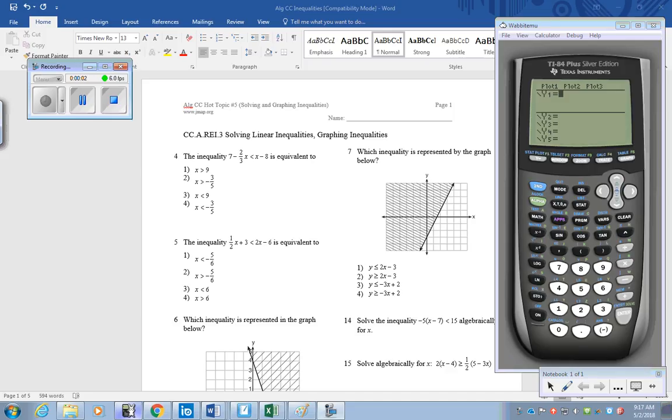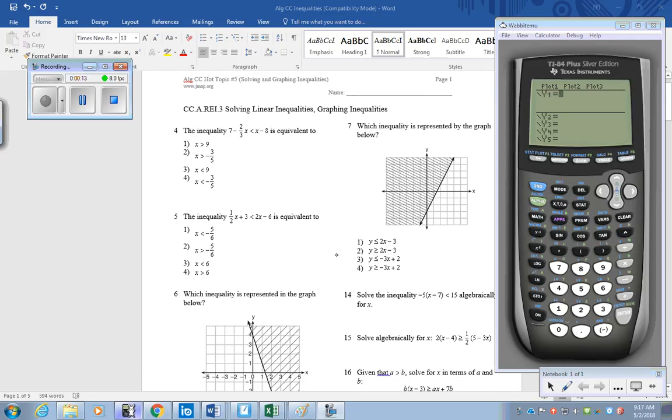We're going to be looking at how to solve inequalities and graph them on a coordinate grid. So the first one we're going to look at is question 4. It's right in the top left. And you'll notice that a couple of these have fractions in them.